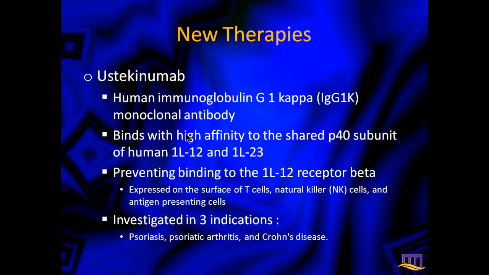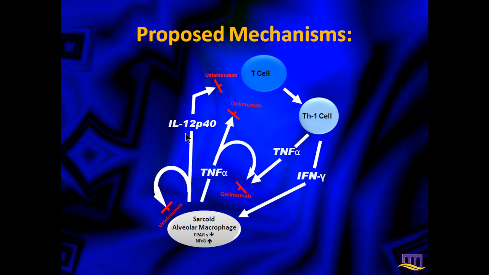This receptor is important because it's expressed on the surface of T cells, NK cells, and antigen-presenting cells, which are key players in this granulomatous response. This agent has been investigated, and as I recall, it's already approved for psoriasis and Crohn's disease. This essentially is the proposed mechanism for the blockage of P40, where you block the T cell, you block the feedback and expansion mechanism that the macrophage does once it encounters this granulomatous inflammation.